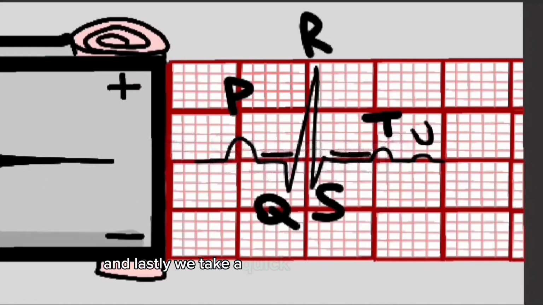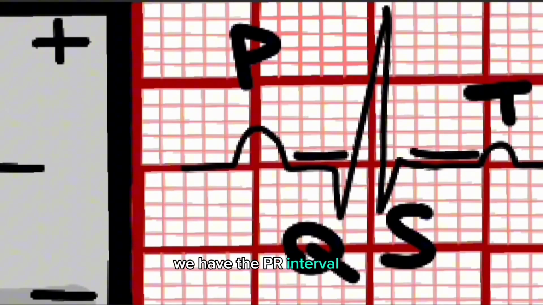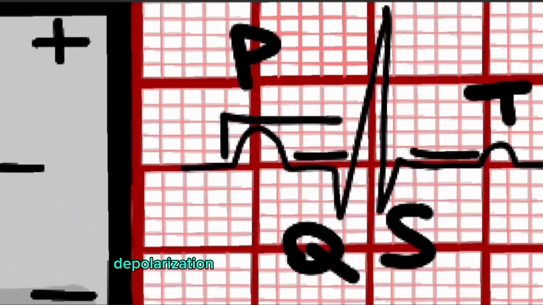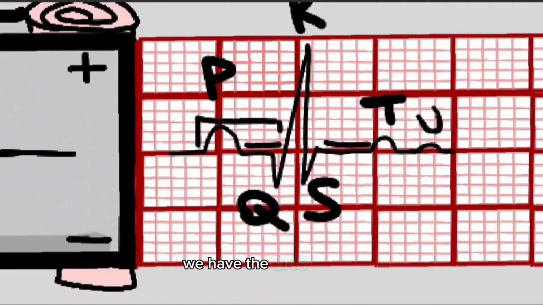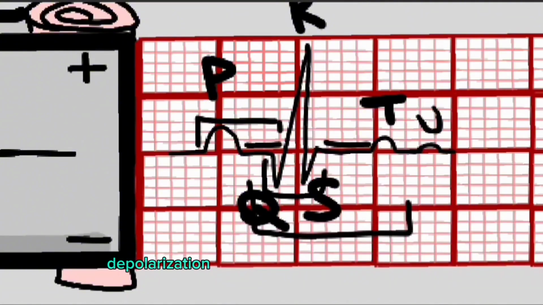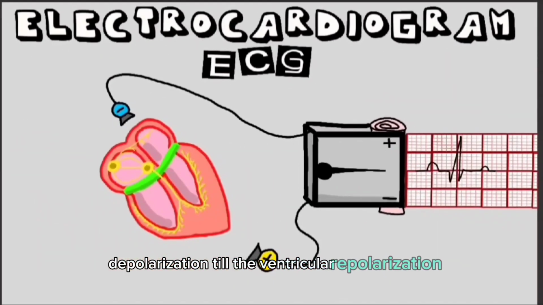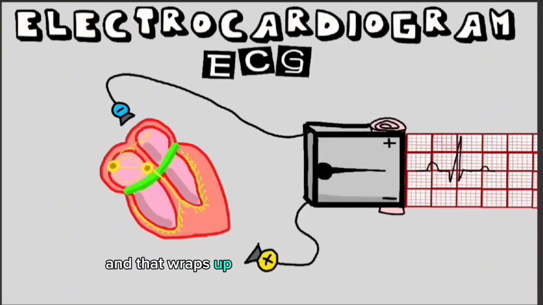And lastly, we take a quick look into the intervals. We have the PR interval, and it's the time between the initiation of atrial depolarization until the beginning of the QRS ventricular depolarization. We have the QRS interval, and it's the time between the Q wave till the S wave. There is also the QT interval, and it's the time interval between the beginning of ventricular depolarization till the ventricular repolarization. And that wraps up our part 2 video on our basic ECG series.